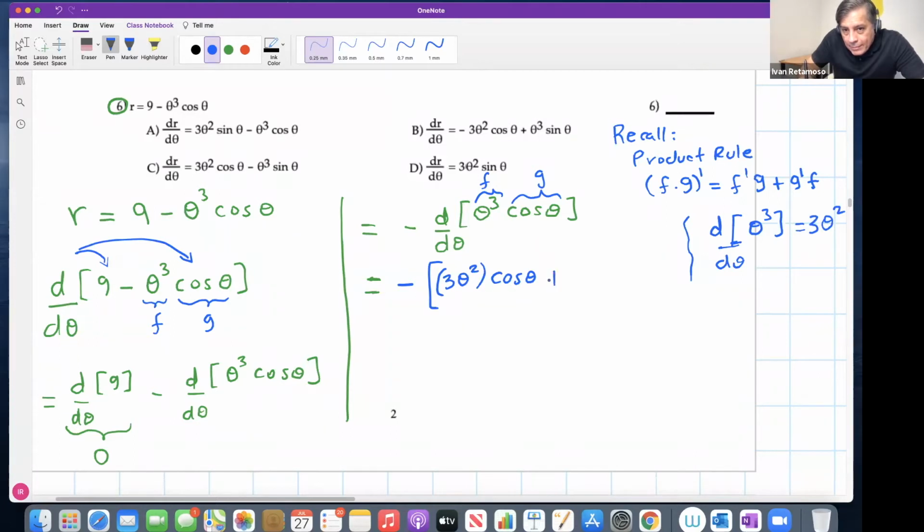Very good. Plus the derivative of g now, the derivative of this guy. But what is the derivative with respect to theta of cosine of theta? Anybody in the chat? What is the derivative of cosine of theta?